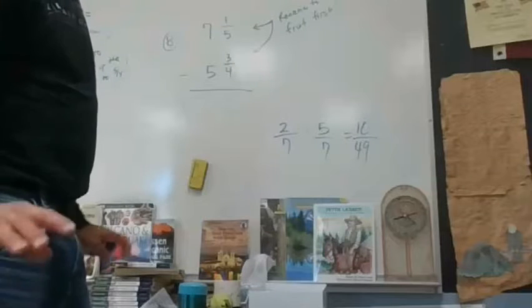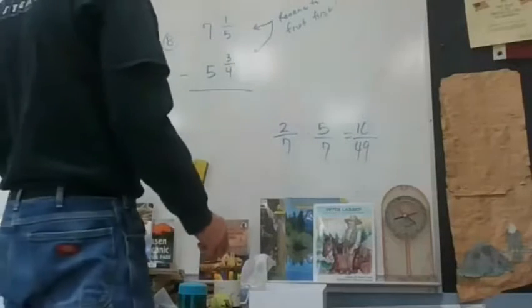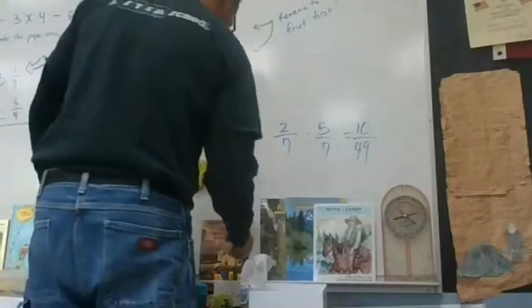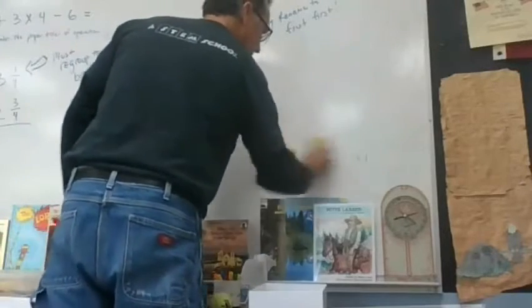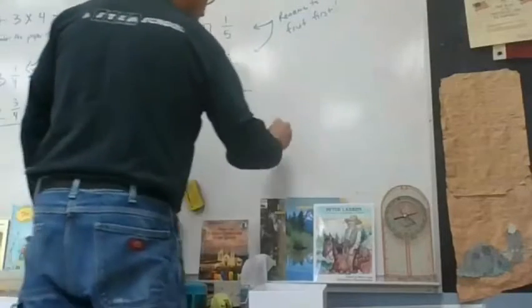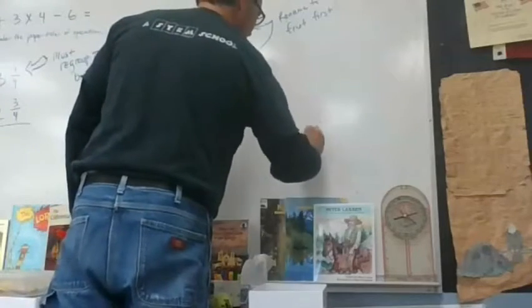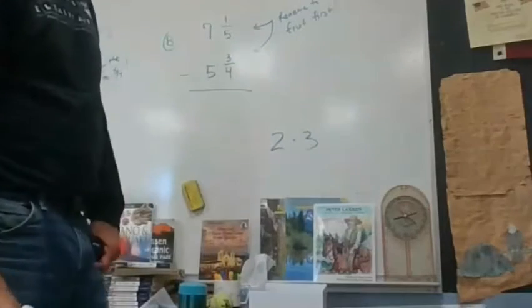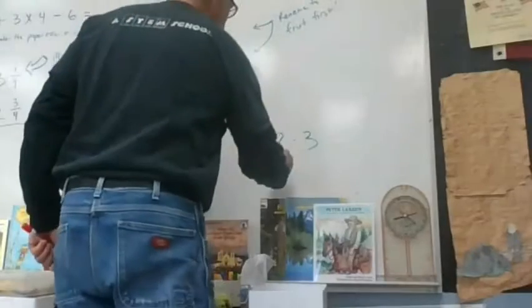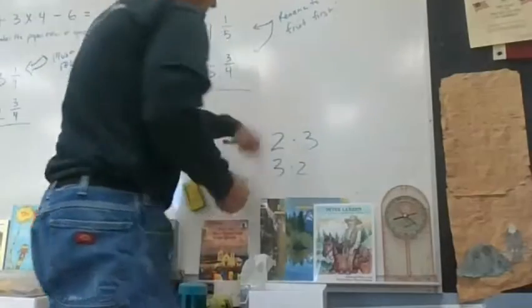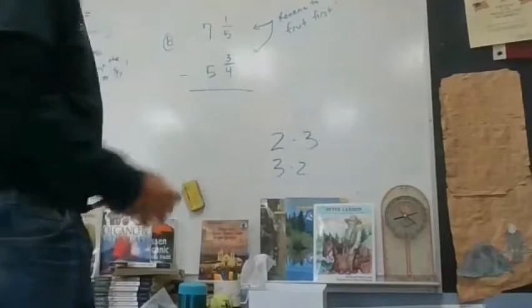Okay, now, here's a pro tip. You know the commutative property of multiplication tells us this. Commutative moves around. It doesn't matter if I go 2 times 3 or if I go 3 times 2. They're the same exact answer, right? It's not going to matter.